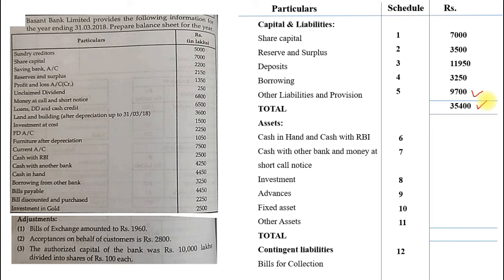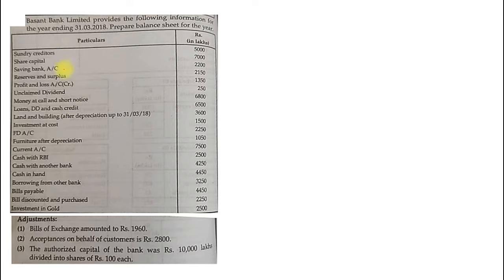Now we'll jump to the asset side. The very first schedule under asset is schedule number 6, which is based on cash in hand and cash with RBI. So let us check cash in hand. I can see here there is cash in hand and there is cash with RBI.